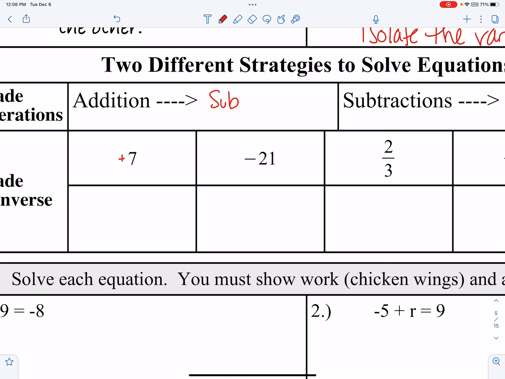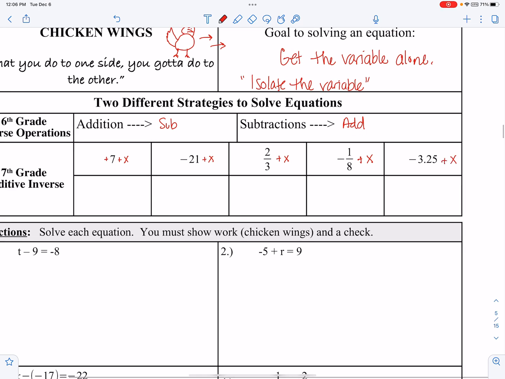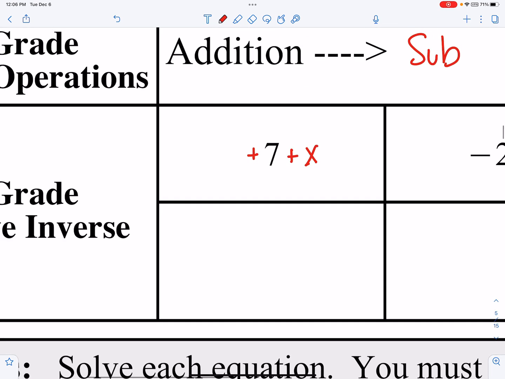Okay. And we'll go ahead and plus x. So these aren't coefficients. They're just a term with x. But I want you to be able to visually see what we would see. So here's a term plus x.